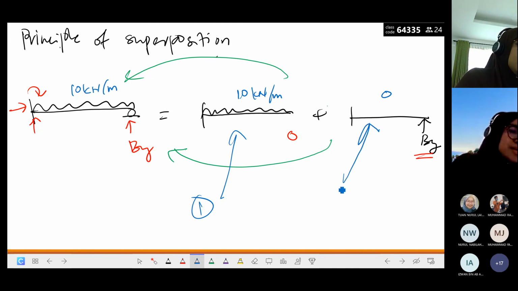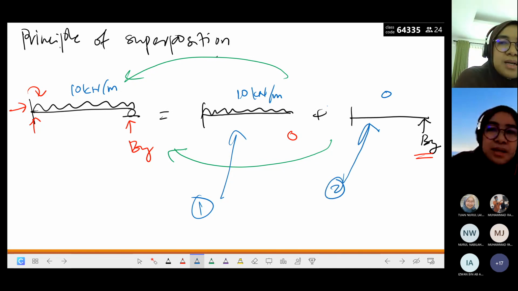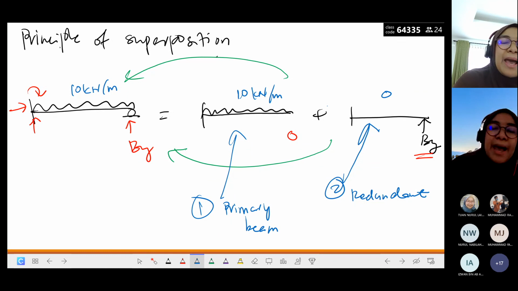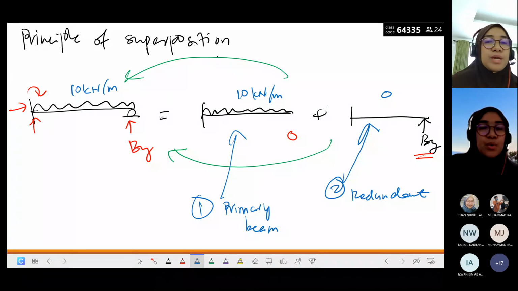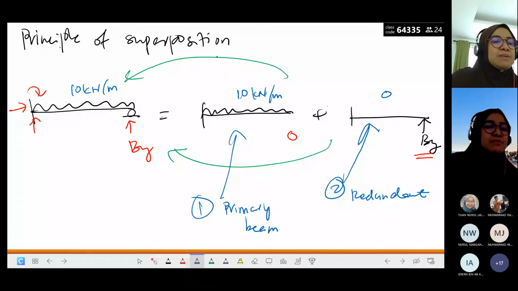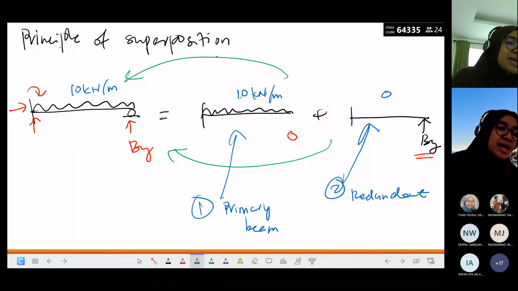Number 2 is this. Okay, primary beam. This is primary beam. And what we call? Redundant beam. And to be specific, we apply BY as an applied load. We don't put roller back. We apply. This is principle. Okay, we apply BY as an applied load into the cantilever beam. So to be specific, it is redundant BY applied.